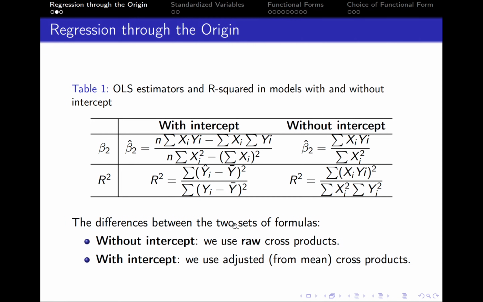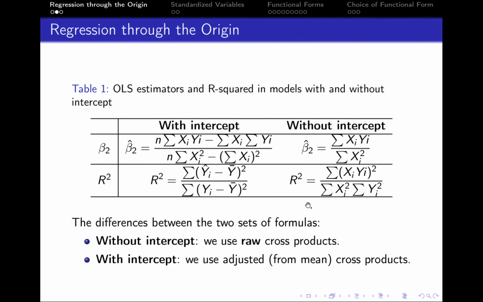And here I've mentioned the difference between the two sets of formulas. So without an intercept, we use raw cross products, in a sense that this data is not adjusted using cross products. Right, the cross products, those are the averages in simple words, like in this case, right? R squared is estimated by dividing the difference between the estimated value of y and its mean value over the actual value of y over the mean value. In case of the model without intercept, this is not done.